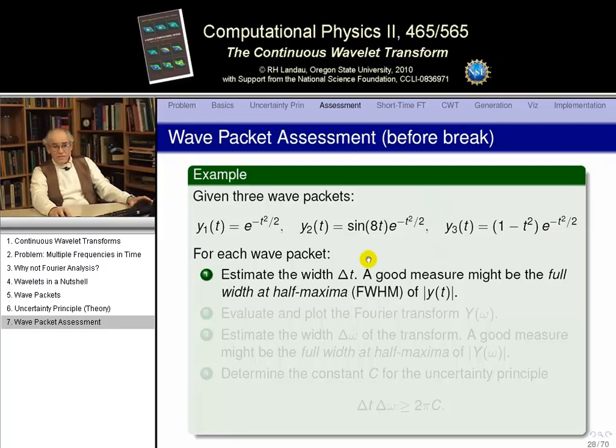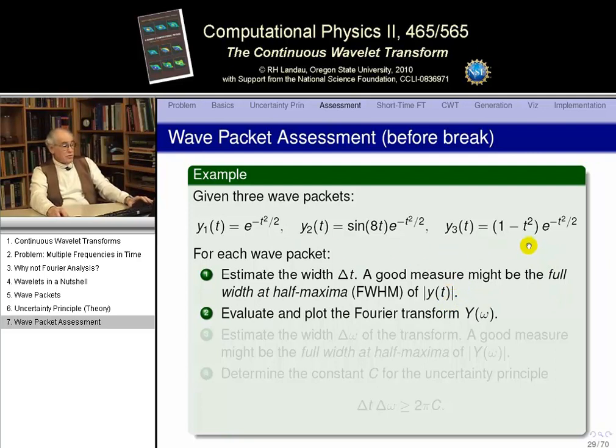So first estimate, for each of these three wave packets, the width in time, delta t. A good measure of that is the full width at half maximum. In other words, when the signal has fallen to half of its largest value, how wide is it on both sides at that point? The full width at half maximum. And if it oscillates, just use the absolute value.